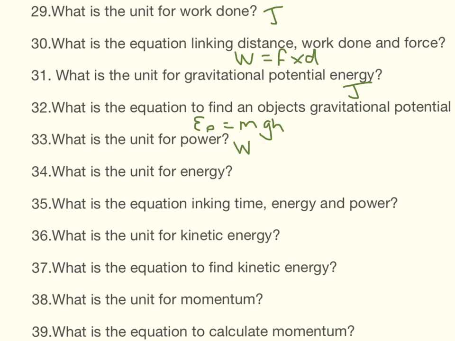Watts, and the unit for energy is joules. What is the equation linking energy, time and power? Power equals energy over time. What is the unit for kinetic energy? Kinetic energy again is just in joules. And the equation to find kinetic energy is half mass velocity squared.